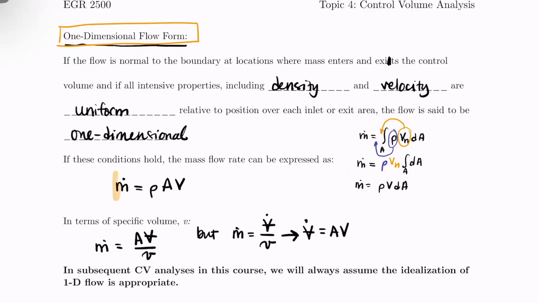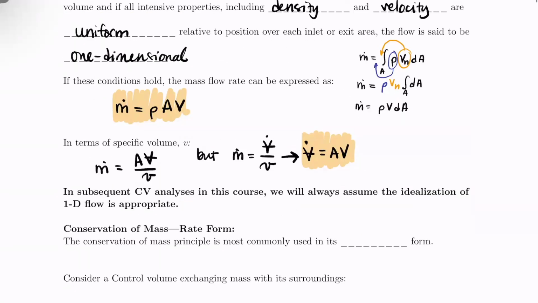So the two results that are pretty handy here are this one and this one. Another thing that is very important to note is that in all of the control volume analysis that we do in this course, we are always going to assume that 1D flow is an A-okay thing to do. It's often not okay to do, but we talk about that in ME 3500 if you're an ME student.